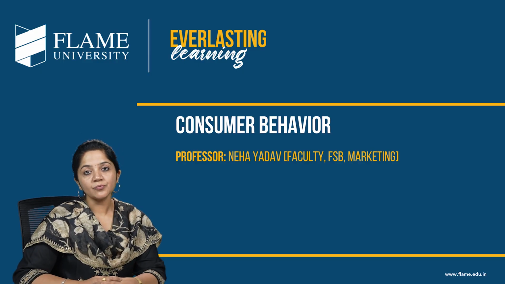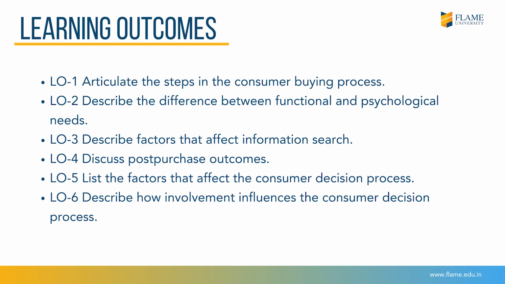To begin with, we'll start off with the learning objective of knowing what consumer behavior is. I'll take you through some of the basic definitions of consumer behavior, and it'll introduce you to the process of consumer buying. The next learning objective is going to be discussing the differences between the different types of needs. As a marketer, it is important to understand the reason why the consumer is making a purchase, and therefore it is imperative that we understand the consumer's needs, wants, and demands. The second objective is also going to talk about the difference between functional and psychological needs. The third learning objective is going to talk about the factors that impact the information search.